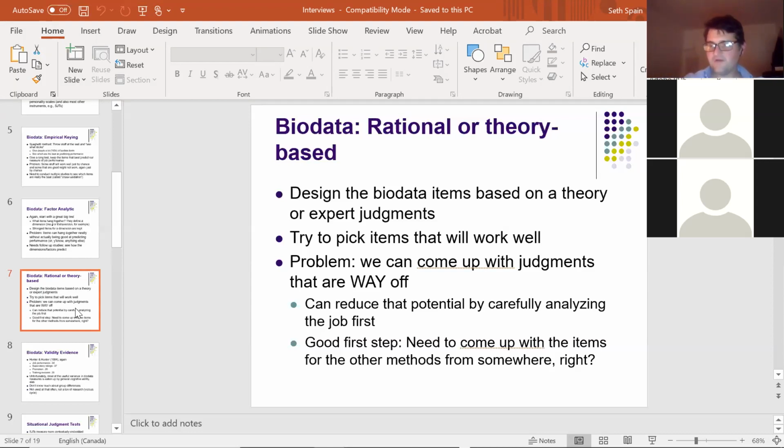And again, the other thing that I want to take a moment to illustrate, and this is going to be true when we're talking about interviews and situational judgment tests as well, is that these are not fully independent methods, right? Like I said, you can use these rational or theory-based approaches to generate items and then score and attempt to pick items or topics that work well using empirical or factor analytic approaches. So you don't have to say, I'm going with this and only this.